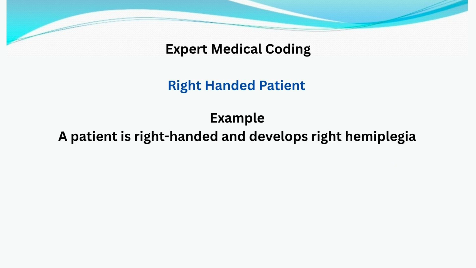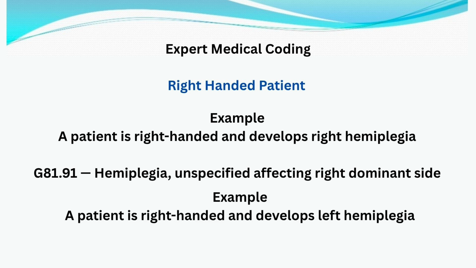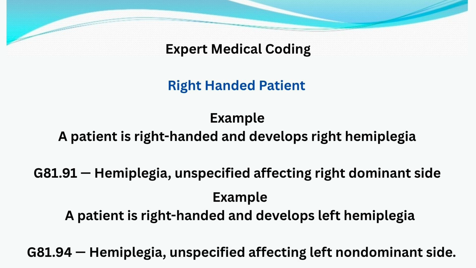Here is an example. A patient is right-handed and develops right hemiplegia. So we assign a code G81.91, hemiplegia unspecified affecting right dominant side. So why right dominant side? Because the patient is right-handed and the affected side is also right. Another example, a patient is right-handed and develops left hemiplegia. So we'll assign a code G81.94, hemiplegia unspecified affecting left non-dominant side. Why left non-dominant side? Because the patient is right-handed and the affected side is left. So we have taken left non-dominant side here.